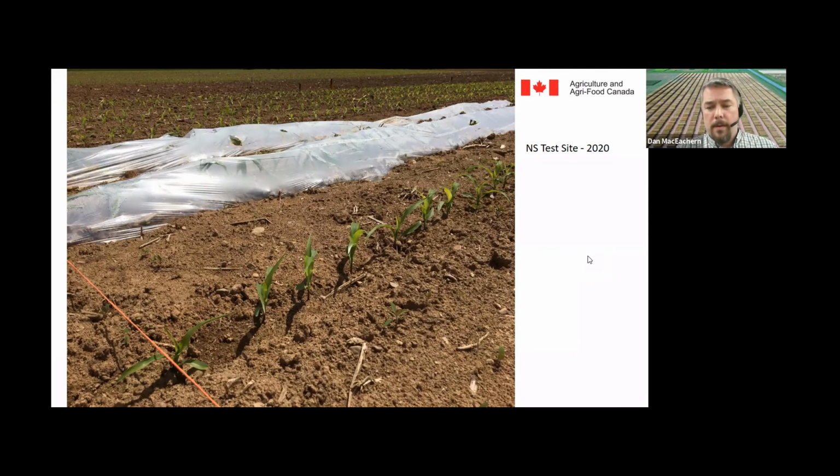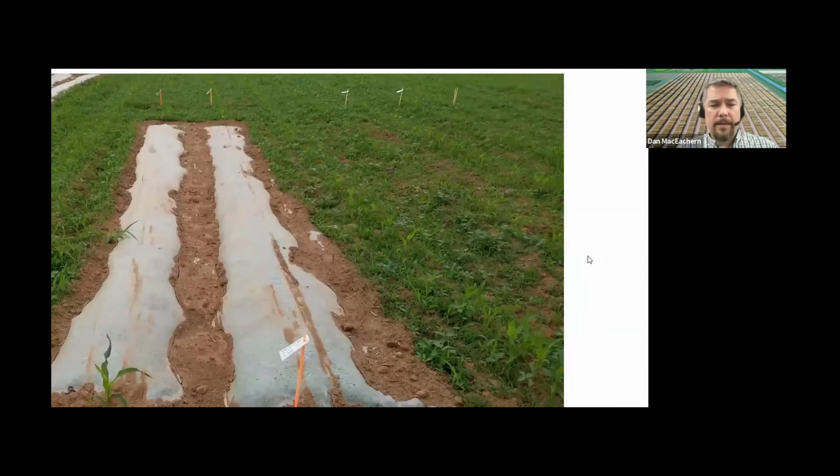There were some downfalls with it. It was hard for the plants to break through this product. And so it was recommended to us that you'd go along and cut holes in it to let the plants out, but that's not feasible in commercial production of corn. So another downside is that it can hold weeds.